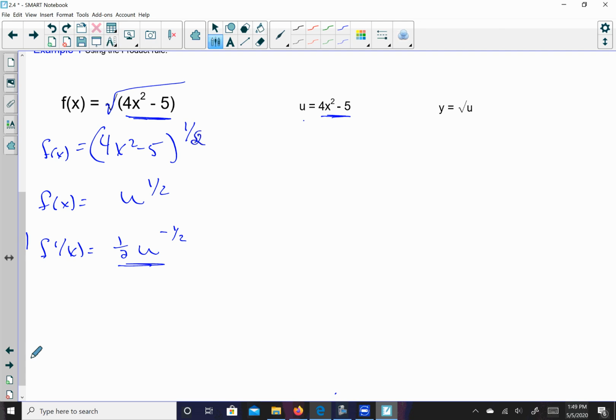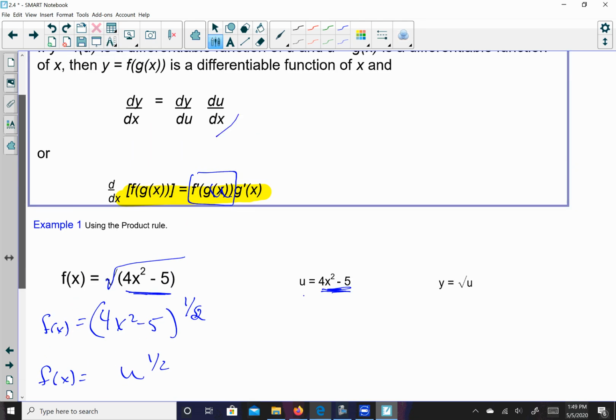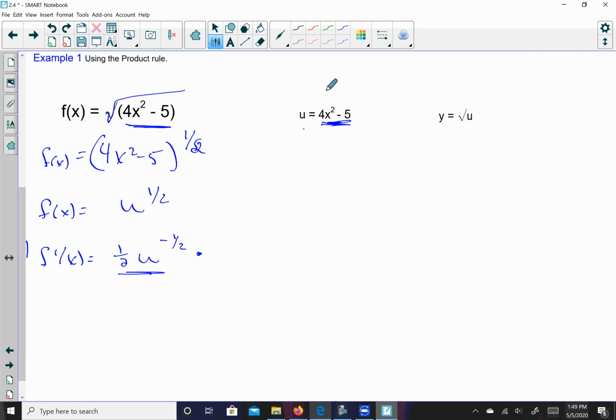Now I'm going to multiply by the derivative of u in terms of x, and that's what this du dx stands for. So I'm going to take the derivative of this u: 2 times 4 is 8x, reduce the power by 1, so it's just 8x. Then I'm going to put this all back together. If I multiply 1/2 times 8, that would be 4x over u to the 1/2 power, and I'm getting rid of the negative exponent by putting that u in the denominator.